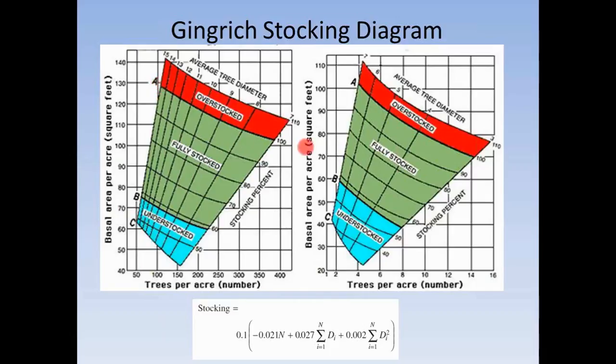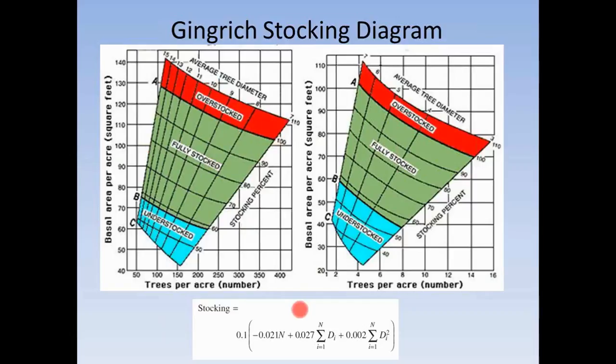One is that these lines are curved. The x-axis is trees per acre, the y-axis is basal area. So if we know trees per acre and basal area, we can find our spot on the Gingrich stocking diagram. They produce a different one for small trees here on the right and large trees on the left. I'm pointing out these lines are curved because they have the same problem we had. There's no simple way of just putting trees per acre and basal area on a graph and having a nice straight line to establish different stocking levels.